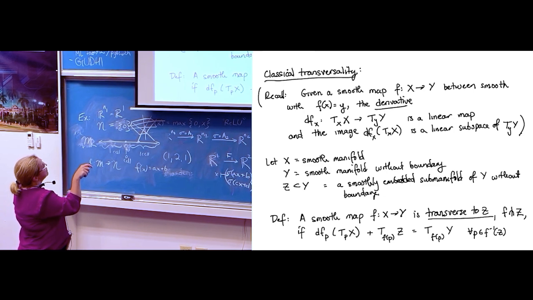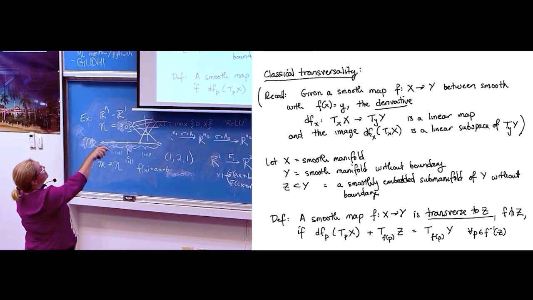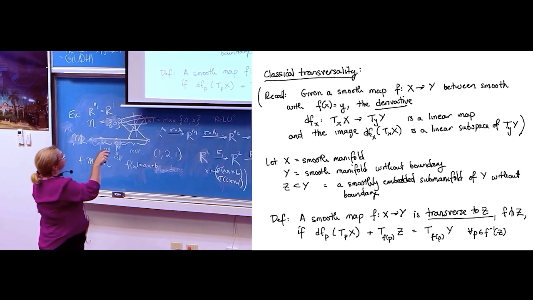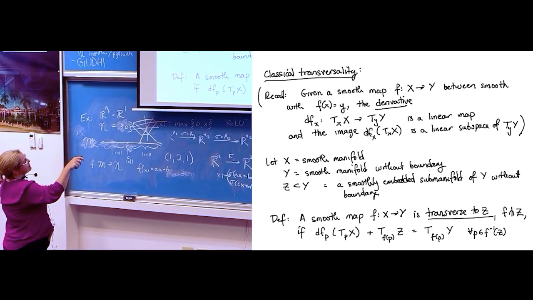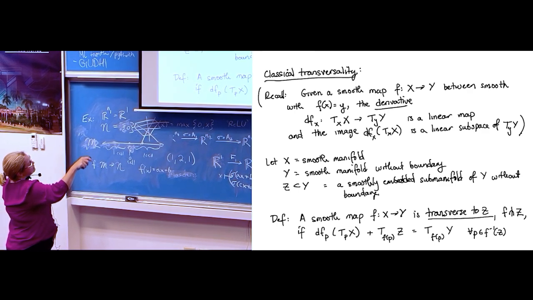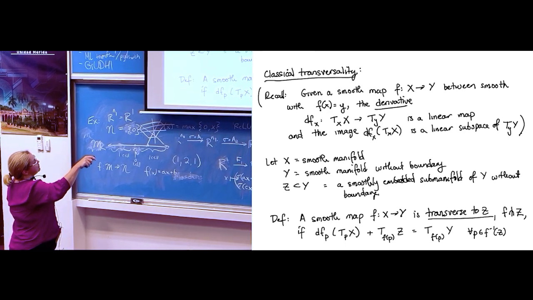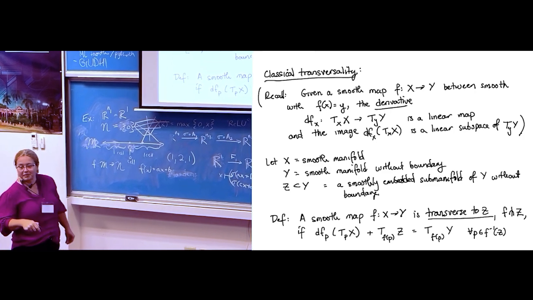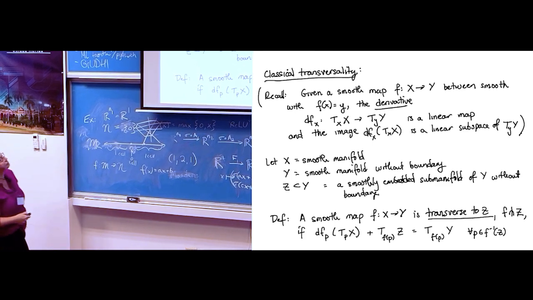So if you have this map and it sends a point X to a point Y. Oh, sorry, I haven't gotten to transversality yet. I'm still talking about the derivative. Okay, right. What is the derivative? The derivative takes the tangent space at your point X and sends it to the tangent space at the point Y. And this is a linear map. So if you take the whole tangent space and you push it forward using the derivative, you get some linear subspace of that tangent space.